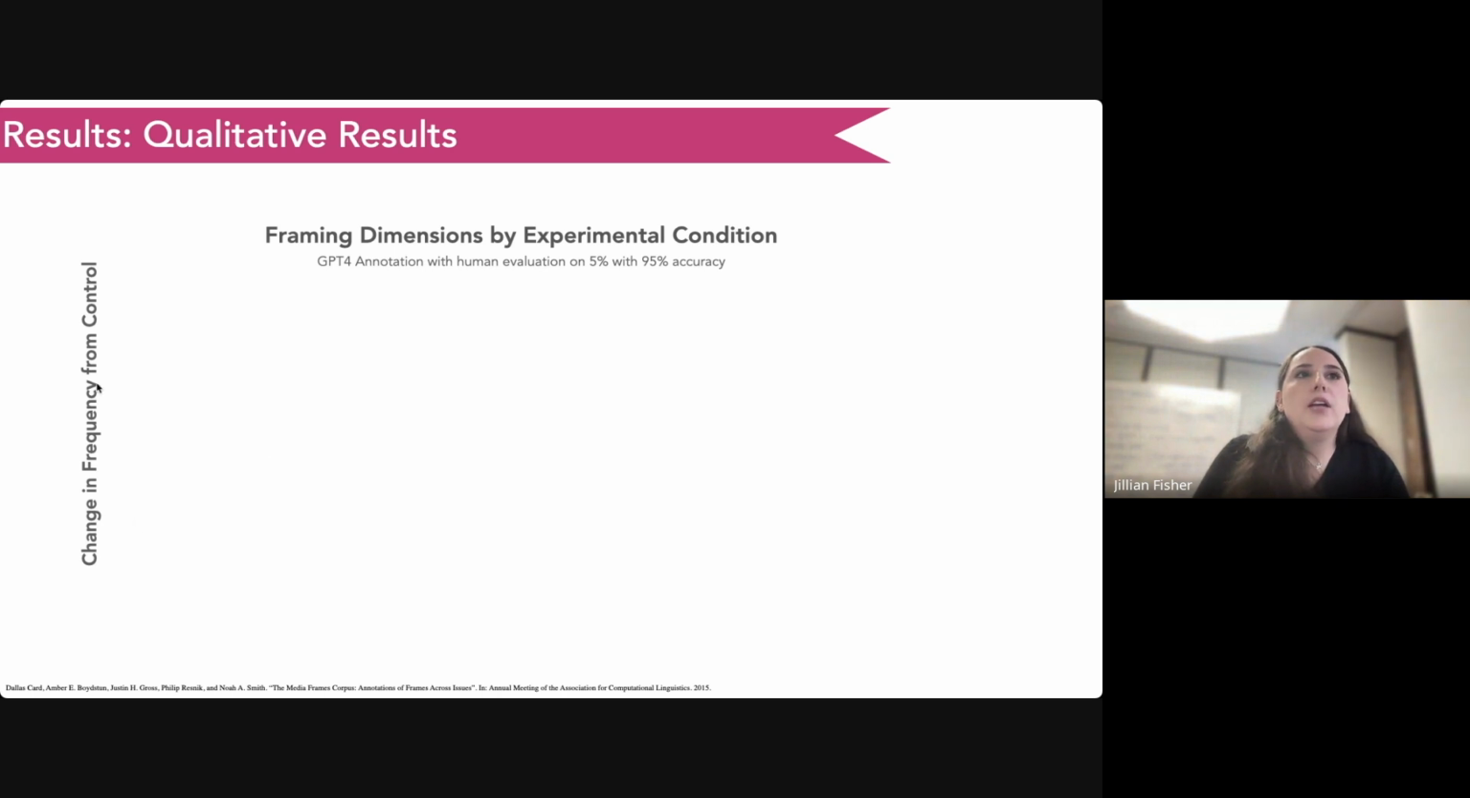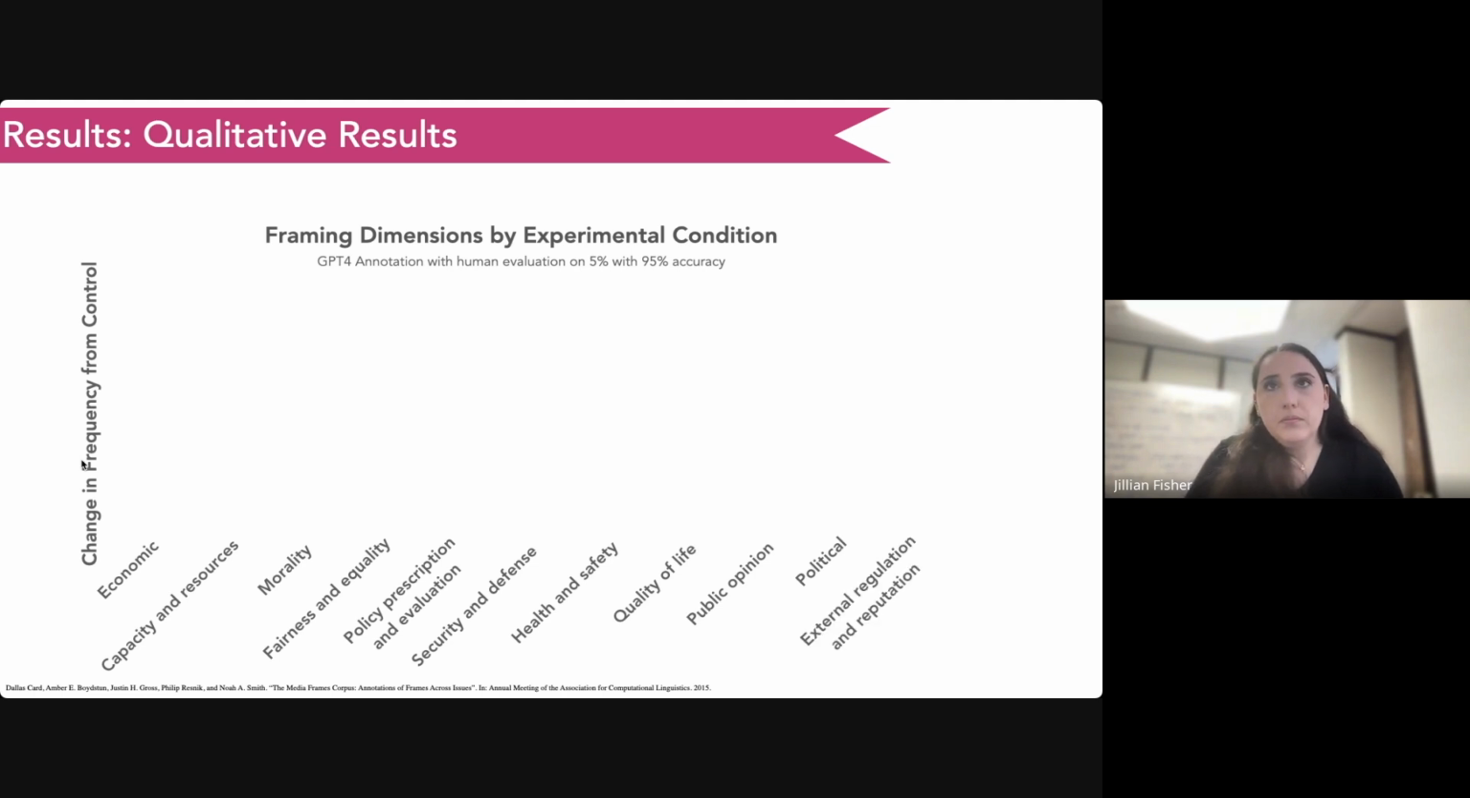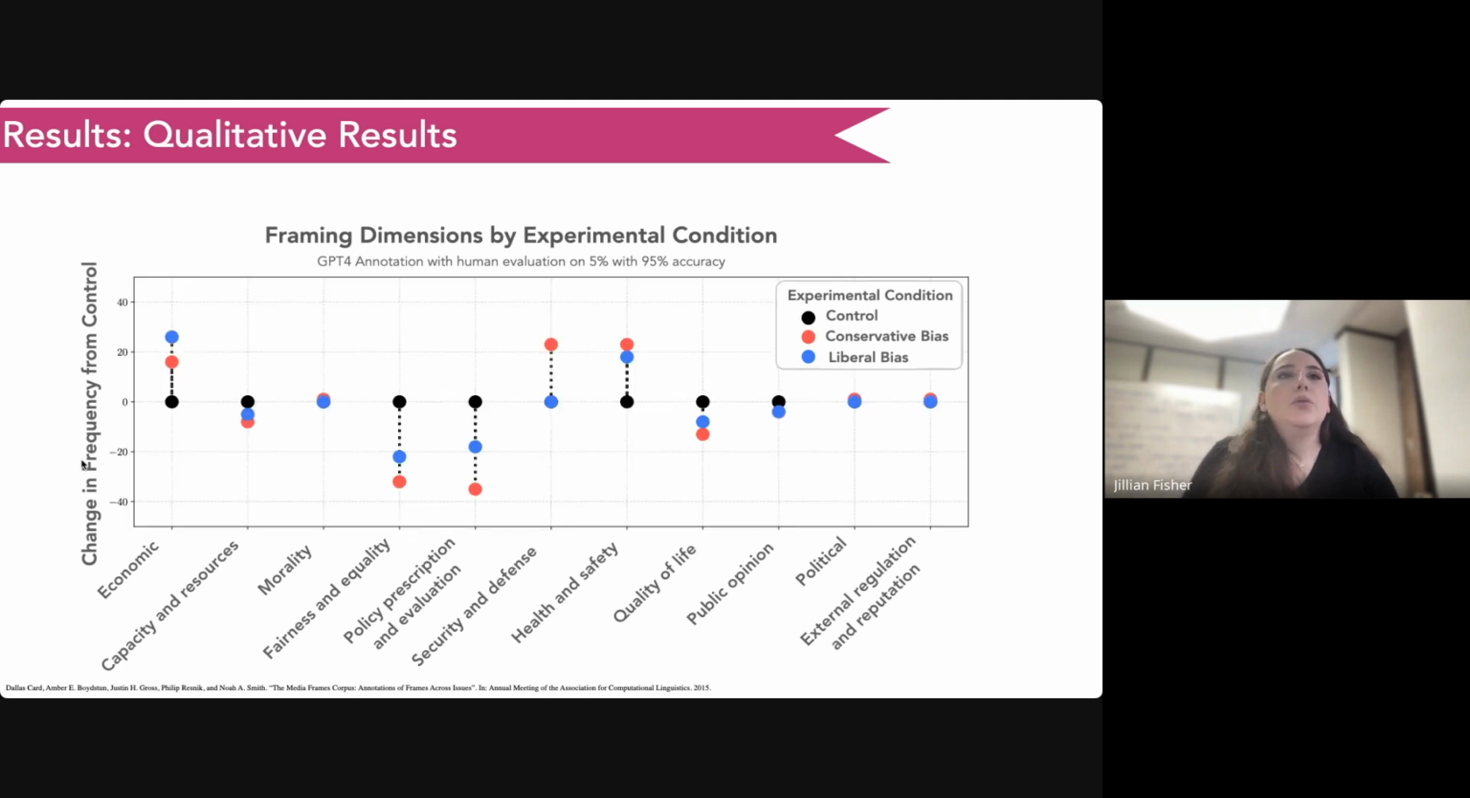Again, I'm going to show you the change in frequency from the control, and the types of framing dimensions that we looked at were economic, capacity and resources, morality, fairness and equality, policy, prescription and evaluation, security and defense, health and safety, quality of life, public opinion, and political. Oh, and external regulation and reputation. So here are the results.